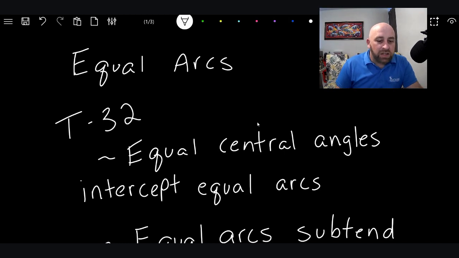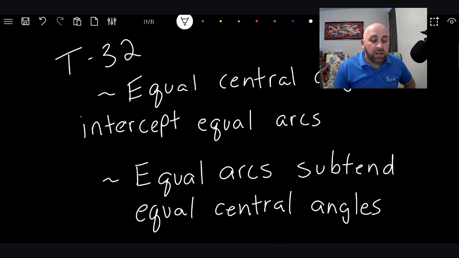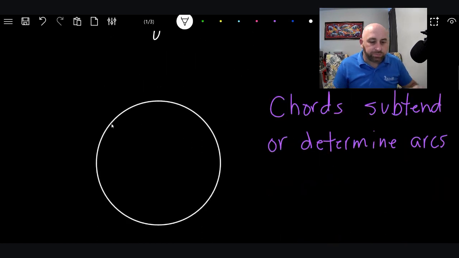Here's the idea. If the central angle is congruent or the same, if it's the same central angle or a congruent central angle, and the circle is the same, then the arcs that they intercept are going to be the same. Notice the converse is also true. Equal arcs subtend equal central angles. So if the arcs are equal, then the central angles are going to be equal. I really talked a lot about this in the last lesson. This is just a review and taking it to the next level.